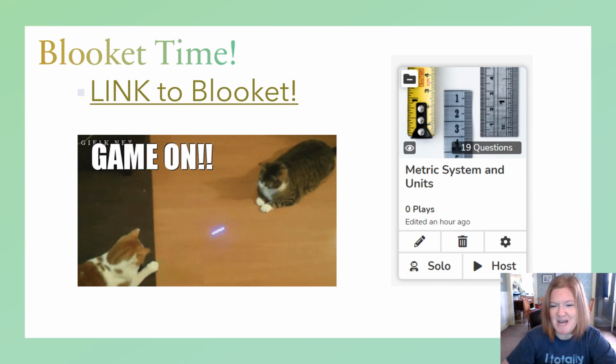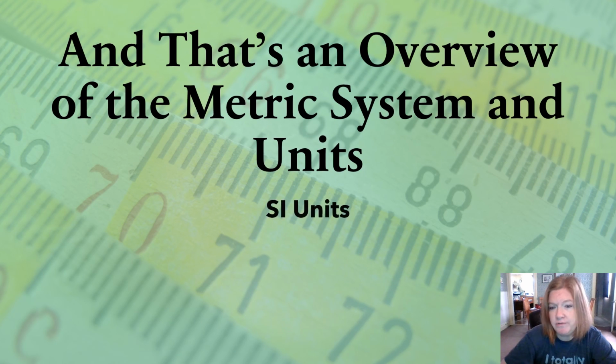And in class, we might have time for a blue kit. Super fun. But there you have it. That's an overview of the metric system and units, and hopefully you learned something new.